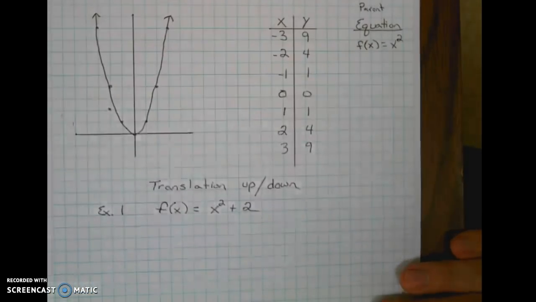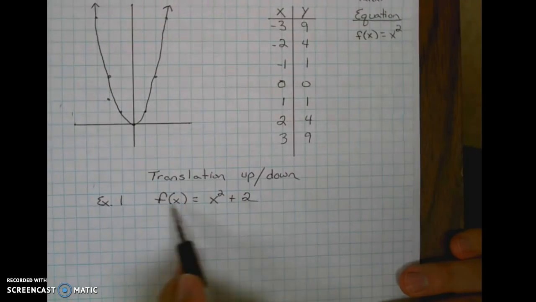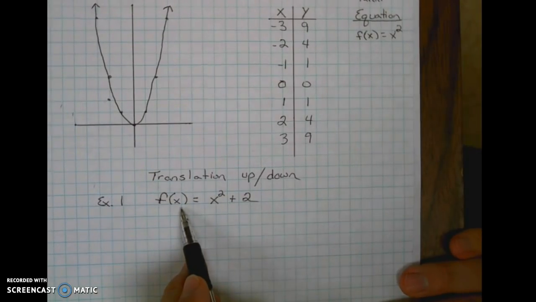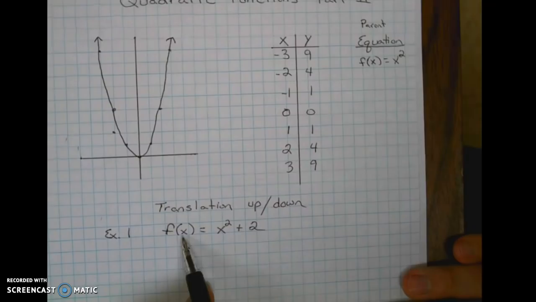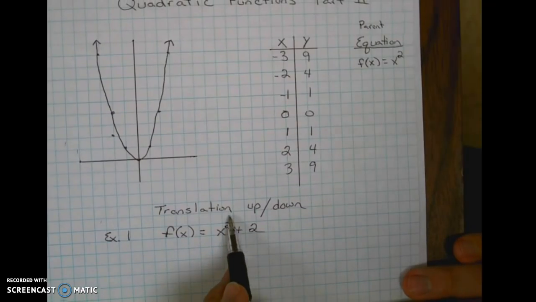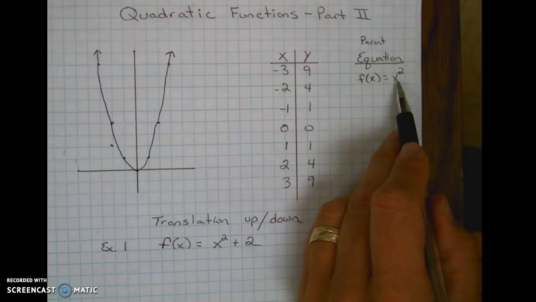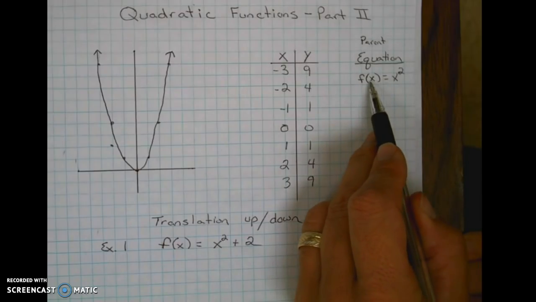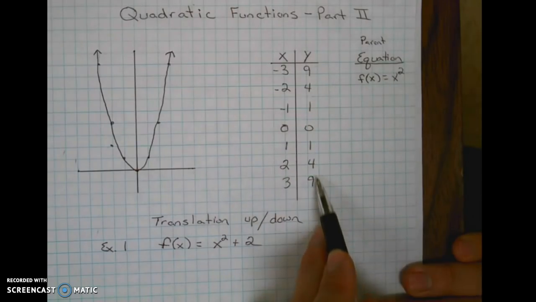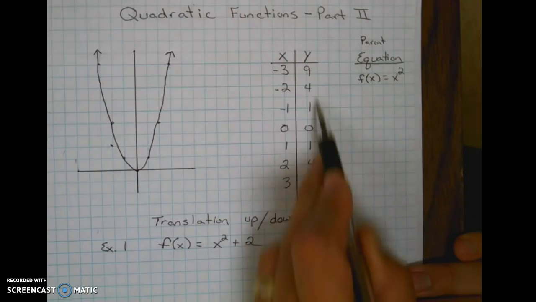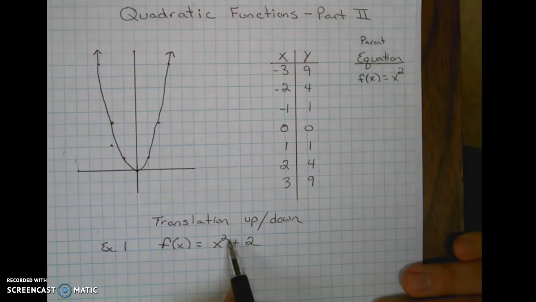Okay, so anyway, translating a function up and down, if we take a look at example one, here we have the function, the parent. You can see the parent right here, x squared. And x squared, remember, is y. X squared is equal to y, so that means that we're talking about these values right here. So what's happening here is that the y values are increasing by 2.